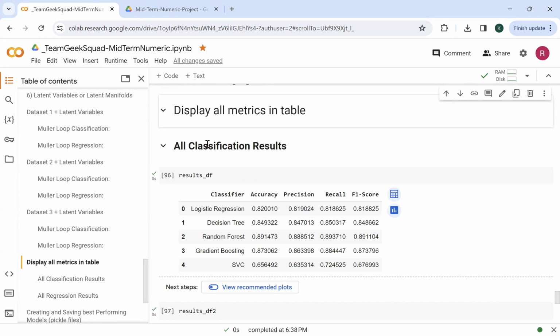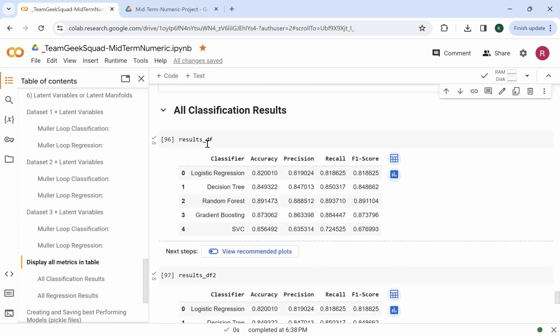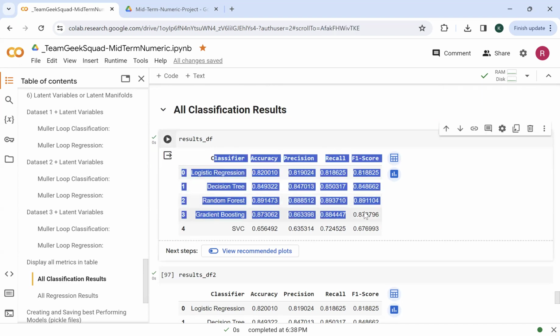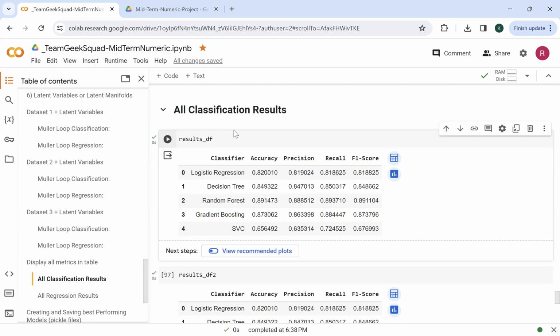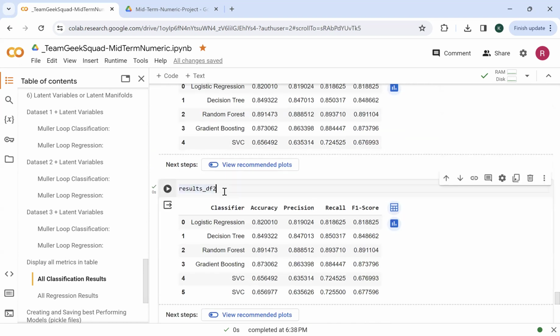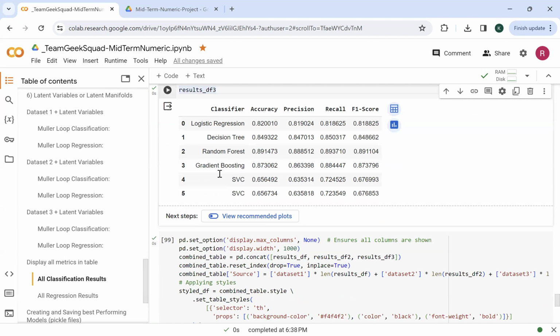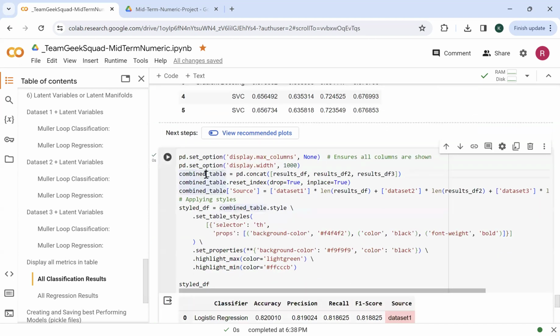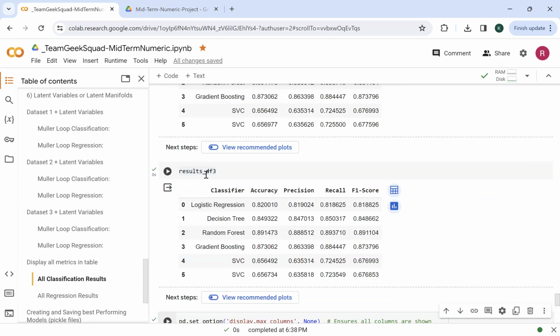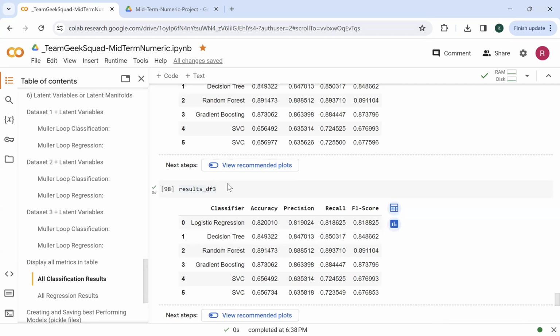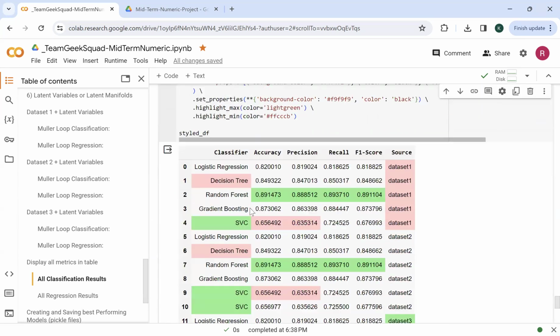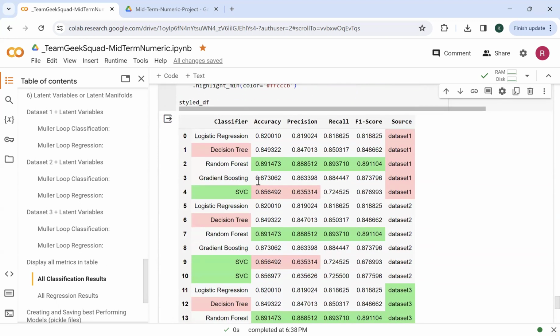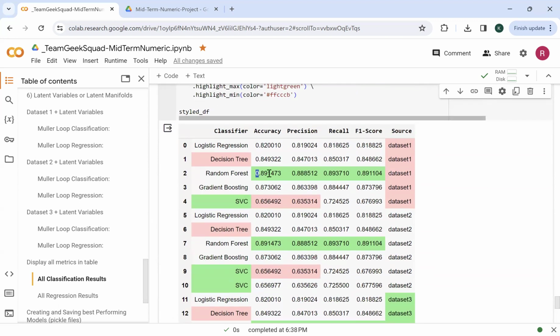And then next we have printed all the classifiers' metrics in a table. This is for the first data frame, and second data frame, and the third. Combinedly we have printed all the classifiers' metrics in one table. And here again the green represents the highest values, and the pink represents the lowest values.